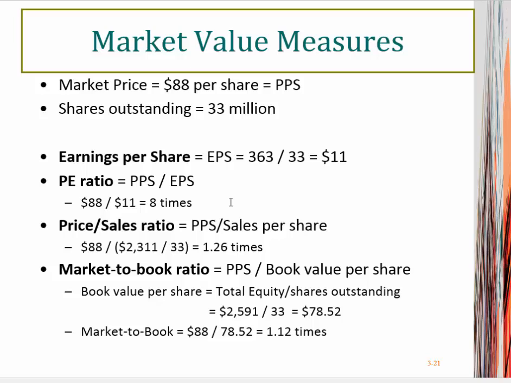The market value ratios are fairly complicated. There's a couple of videos that you might want to watch that will help you understand these a little bit better. But for this company, we have $88 is the share price. Outstanding shares 33 million. So again, we can look at these calculations. Earnings per share is net income divided by the number of shares. So the earnings per share for the year is $11.